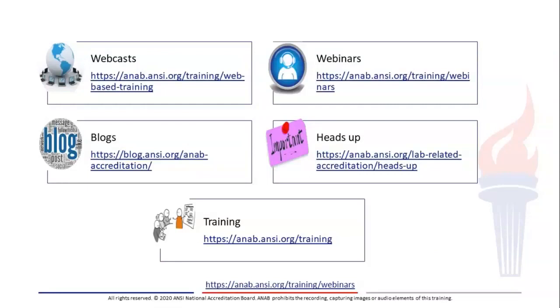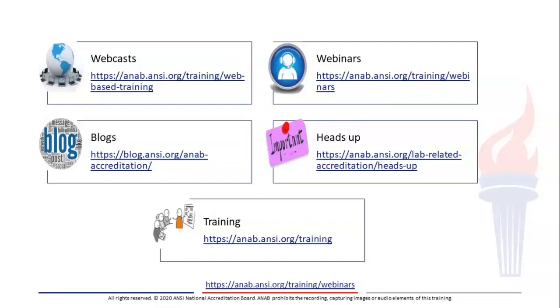queue for development. ANAB also has a blog page with a wealth of information related to risk, accreditation, standards requirements, and many other topics. We offer webinars, such as this one, at least monthly, and like the webcasts, are always looking for new ideas and topics for these webinars.